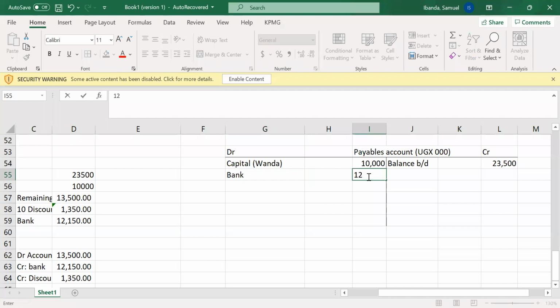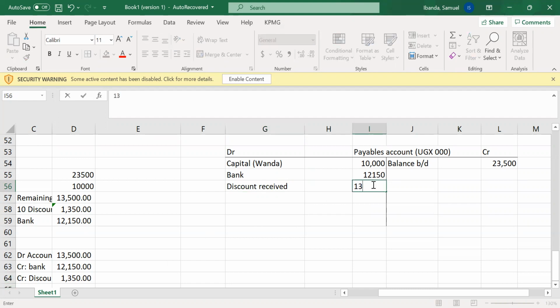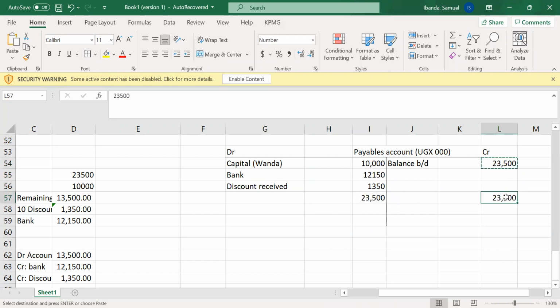I can even break it down, 150. And then the other one is a discount received. As we credit it here on the discount received, it's being debited here of 1,350. So you can see that this one balances off, because this is also 23 that, this is also 23 that. So this account is balanced off.